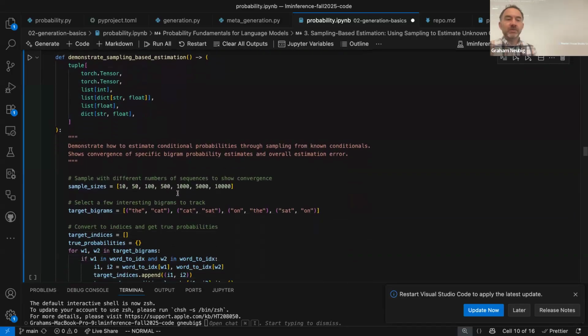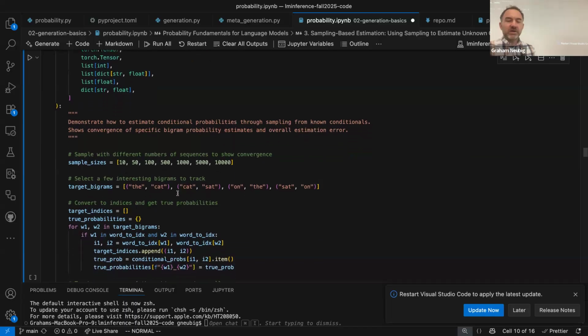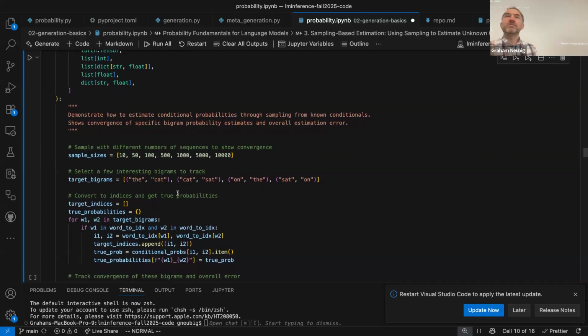And the reason why is because the more we sample, the better our estimates become. And so if we sample more and more outputs, our estimates are going to become more and more accurate. And I want to demonstrate this by looking at the conditional probabilities that we estimate by counting up all of the bigrams and then dividing by the number of times we saw a previous word and comparing that with the true conditional probabilities that we know because we know this is a bigram model.